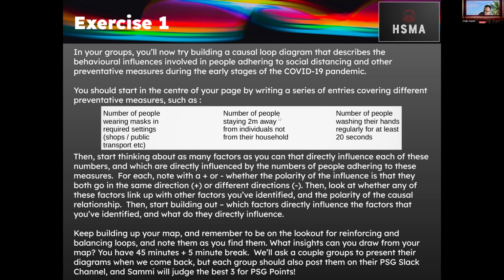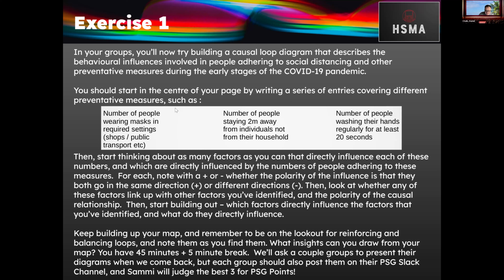Okay. So what we're going to do, just to practice what we've learned so far, is you're going to go into your groups and you're going to now try to build a causal loop diagram. I want you to build a diagram that describes the behavioural influences involved in people adhering to social distancing and other preventative measures in the early stages of the COVID-19 pandemic. Now, this is a bit freeform, and there's no right or wrong answer for you. This is just to get you practicing doing some causal loop diagrams. The way I'd suggest you do this is, obviously have somebody sharing the screen who's going to be building the diagram with everybody feeding in. You may want to use some collaborative software to do this if you want, but it's not compulsory.